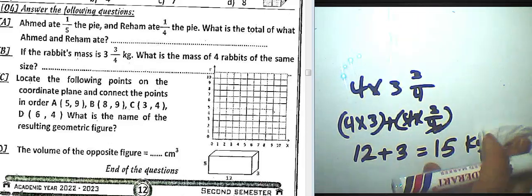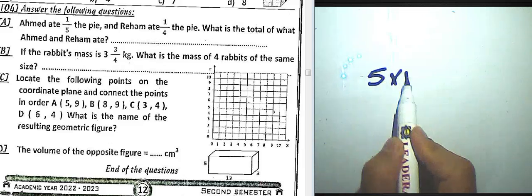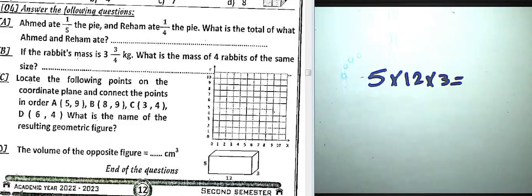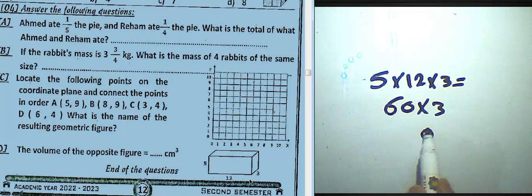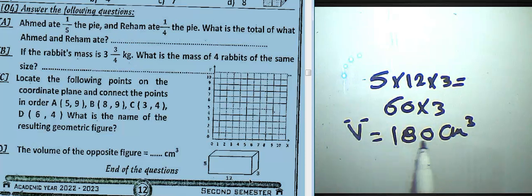Next question here is the volume of the exact figure here. Length times width times height. 5 multiplication by 12 multiplication by 3. 5 times 12, 60. 60 times 3 equals 180. The result will be, volume will be 180 cubic centimeters.